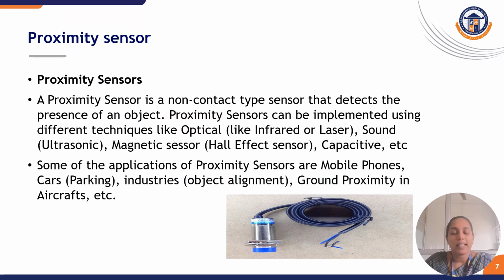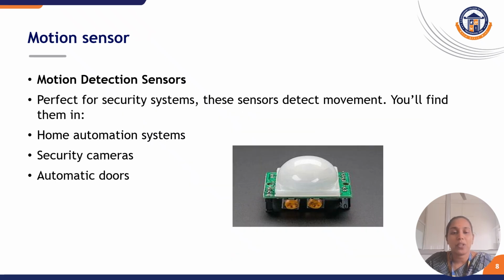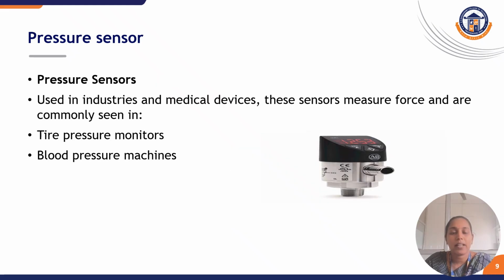Next is the proximity sensor. It is a non-contact type sensor that detects the presence of objects. Some of the applications are mobile phones, industries, ground proximity in aircraft, etc. Next is the motion sensor. It is perfect for security systems. These sensors detect movement. They are widely used in home automation, security cameras, and automatic doors. The next one is the pressure sensor. They are used in industries and medical devices. These sensors measure force and are commonly used in tire pressure monitors and blood pressure machines.